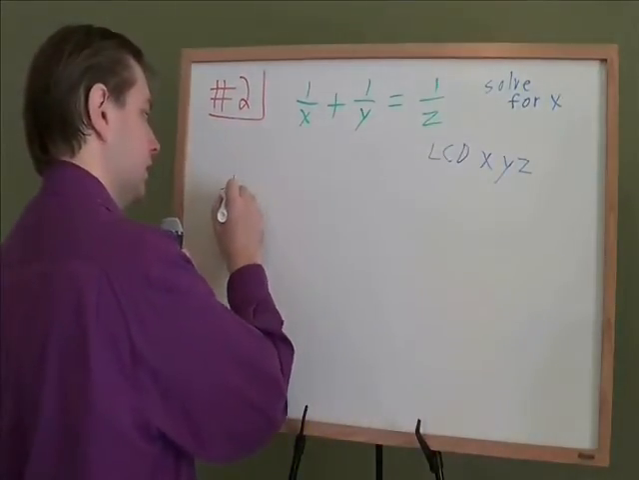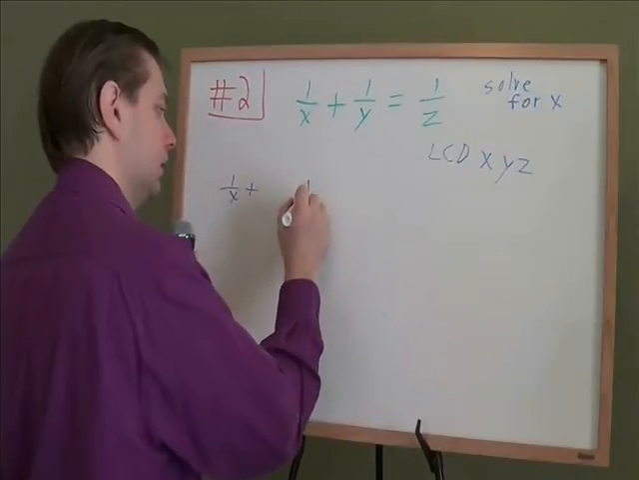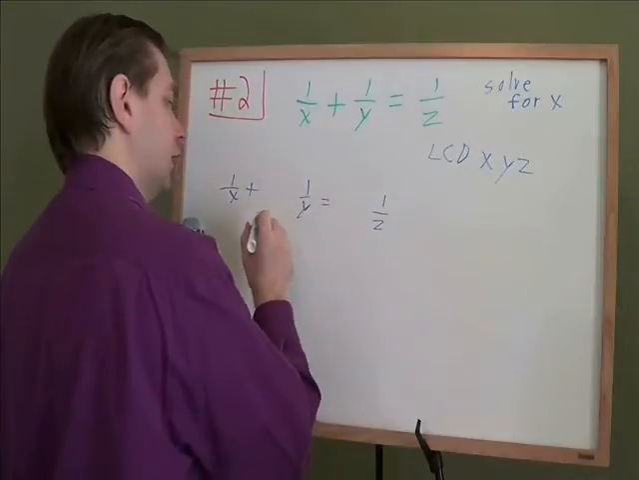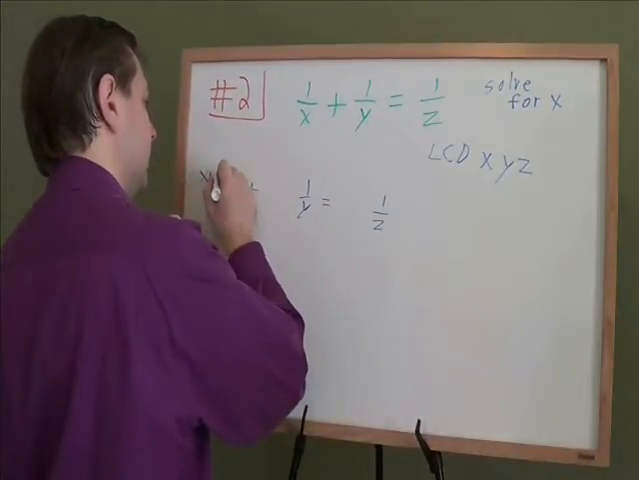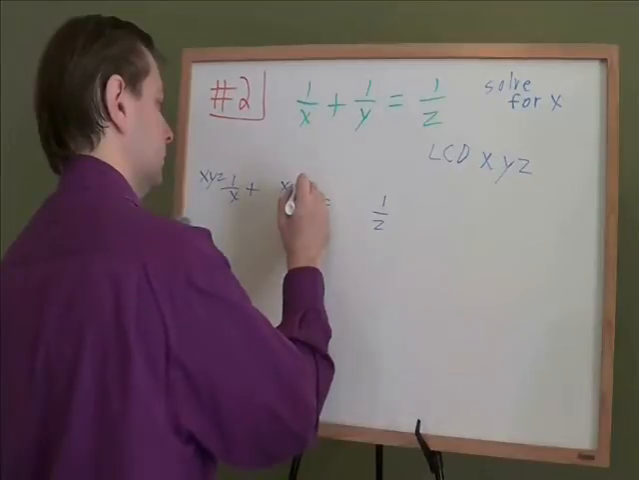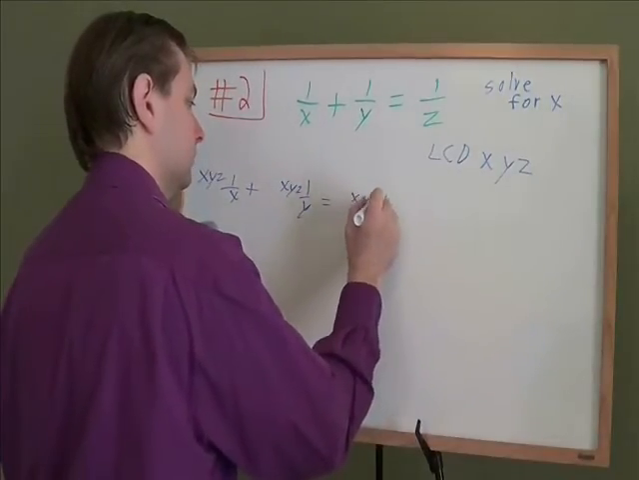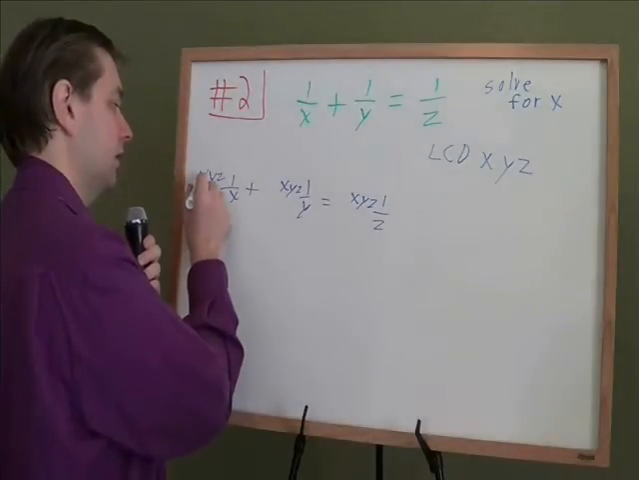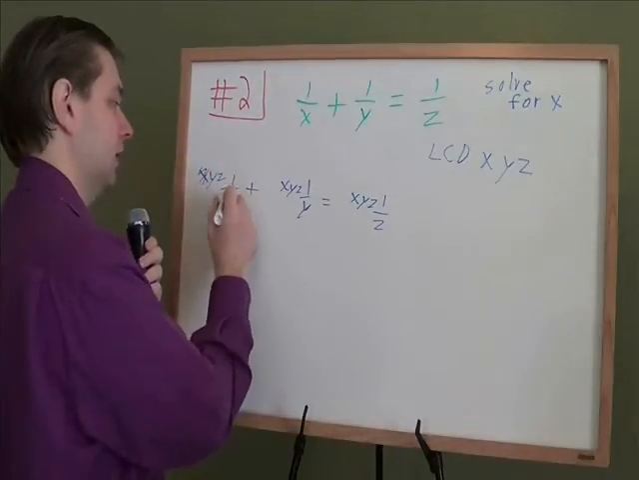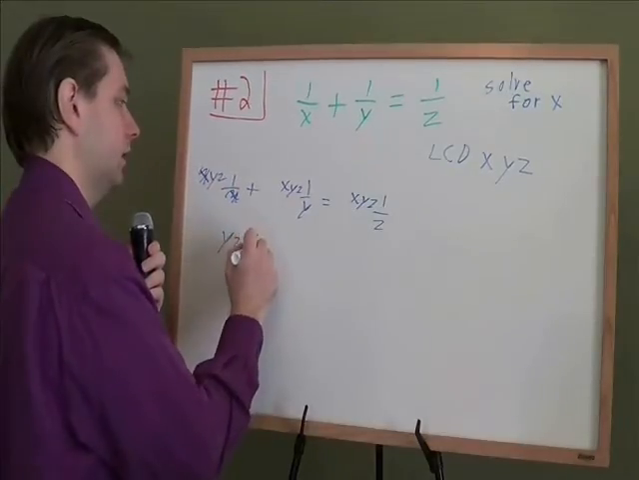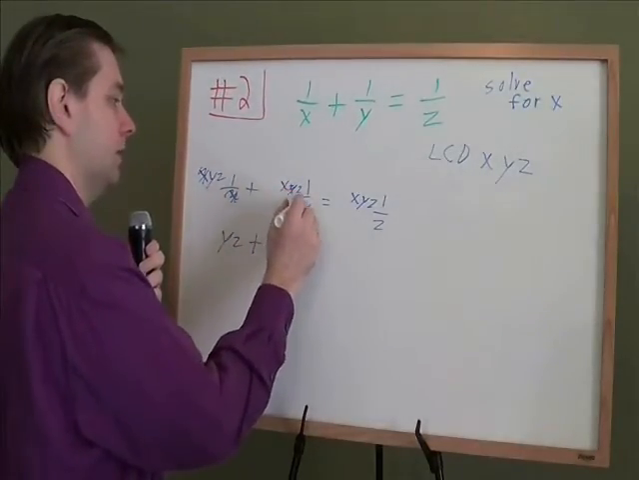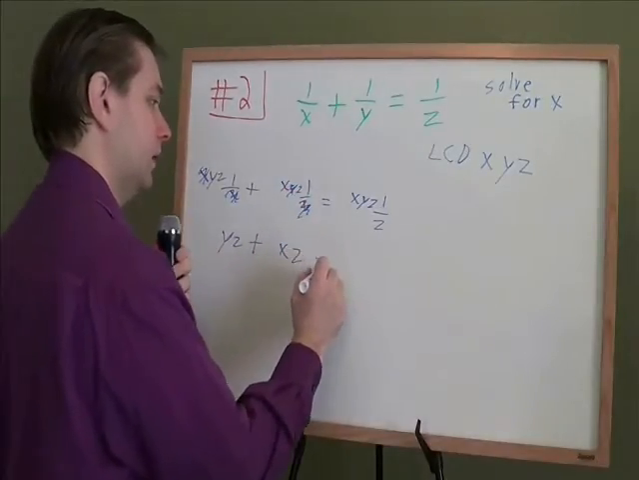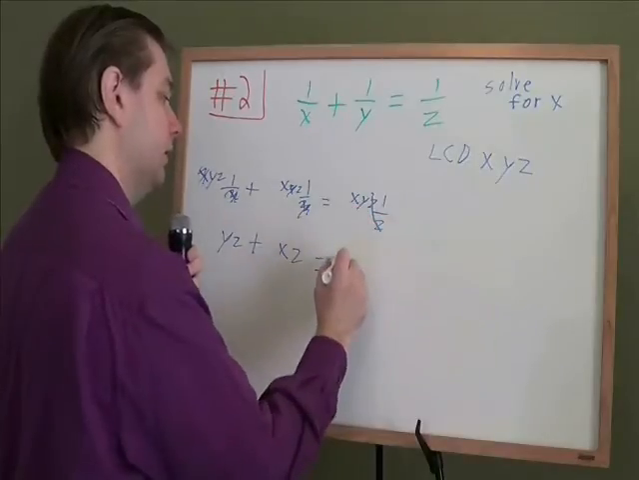This means we take the equation they give us, and we just multiply each and every term by x, y, z, the LCD. And what that does is that will cancel out all the fractions. Over here, this x on top and this x on bottom cancel out, leaving yz. Over here, this y on top and this y on bottom cancel out, leaving xz. Over here, z's cancel, leaving xy.